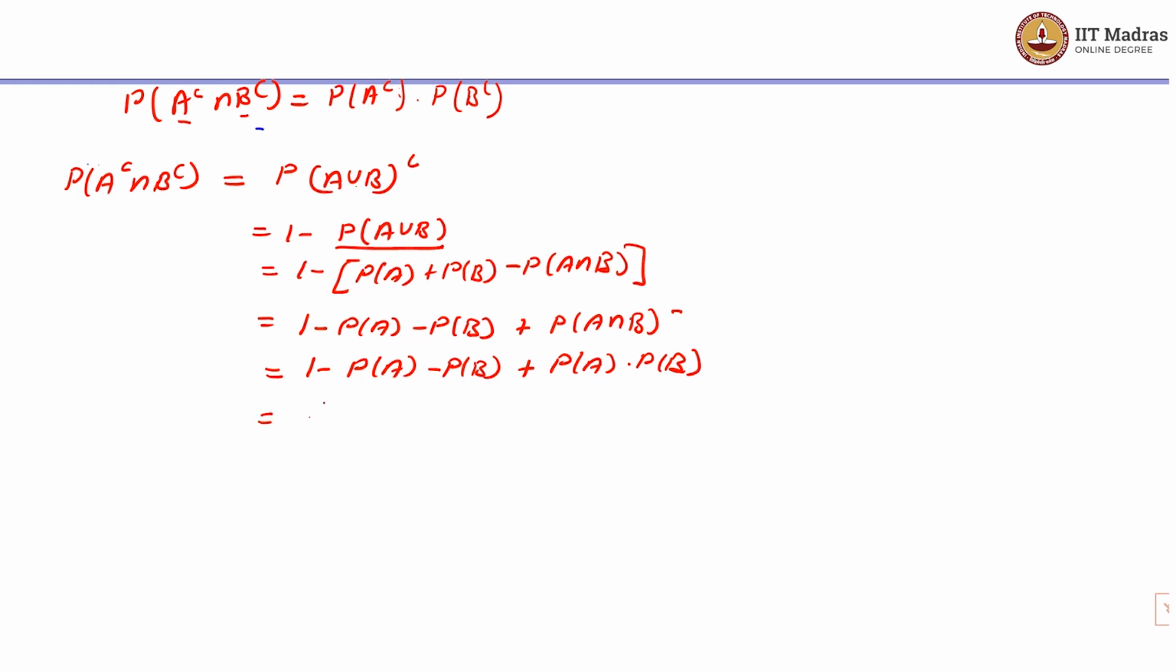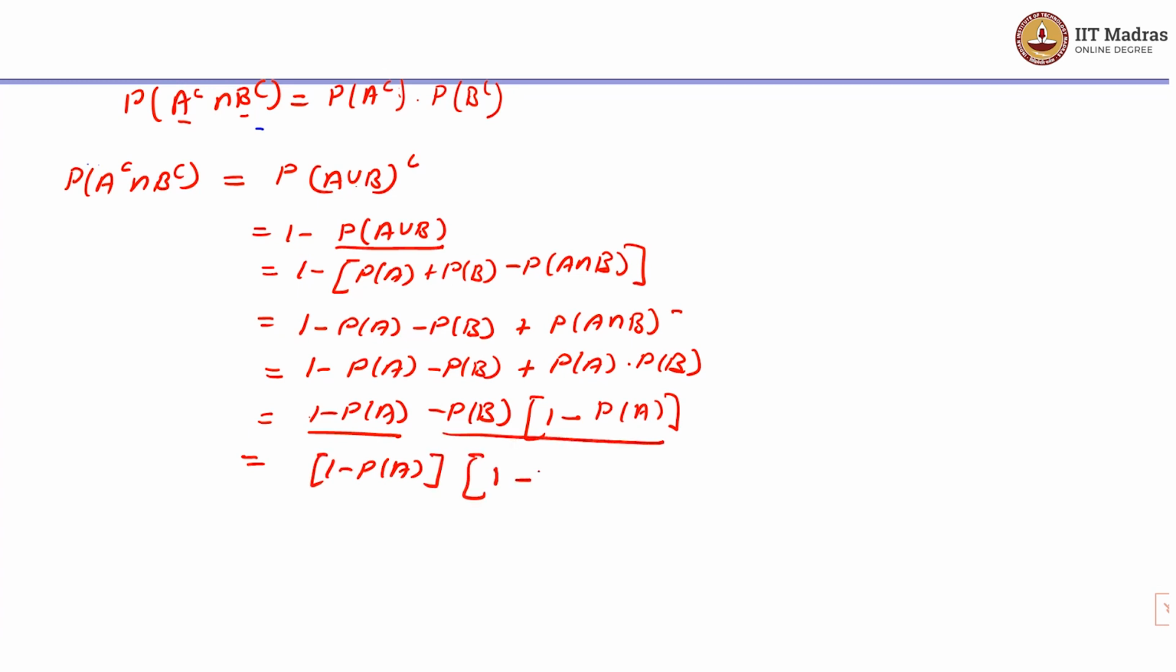So here 1 minus P of A, and I can take common minus P of B from both the terms. So that will be my 1 minus P of A. Again I can take common 1 minus P of A from this term and from this term. So 1 minus P of A I take common. So this term will be 1 and this term will be 1 minus P of B. 1 minus P of A I can write as P of A complement, and 1 minus P of B I can write as P of B complement.